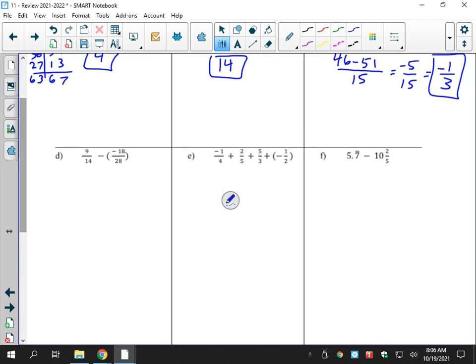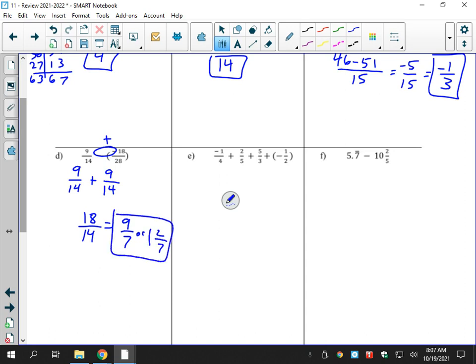Okay. On D, I see a double sign, same sign, sum. I also might notice that 18 and 28 can be reduced. They have a common factor of 2. So that would be 9 over 14 plus, oh my gosh, look at that. 9 over 14, aren't you glad we reduced, because now we have a common denominator, which would just be 18 over 14, which can be reduced again by a factor of 2, which would be 9 over 7, or 1 and 2/7. Leaving it as an improper fraction is totally fine.